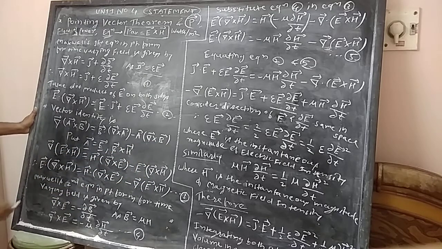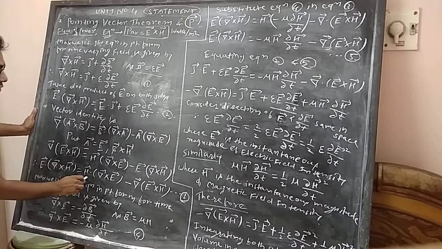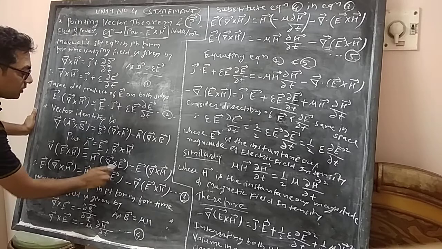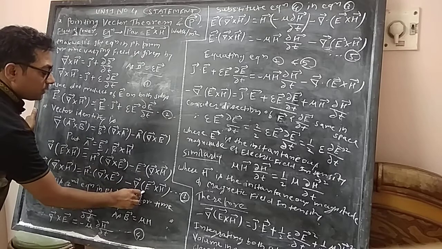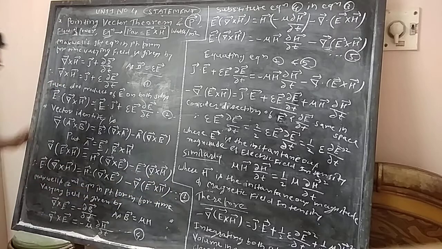So now here, just rearranging the equation. So E vector dot del cross H vector equal to H vector dot del cross E vector minus del dot in bracket E vector cross H vector. This is equation number 3.